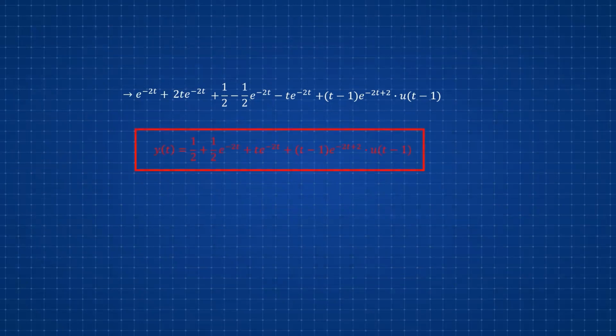So solving it, this is my final answer, which is 1/2 plus positive 1/2 e to the negative 2t plus t e to the negative 2t plus (t minus 1) e to the negative 2t plus 2 times u(t minus 1). And this is my final solution for this Dirac problem. This one is not that complicated because we used Laplace. It just happened to be longer because of the inputs that we had, not because of the Dirac function or anything.